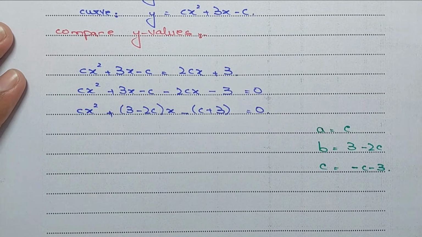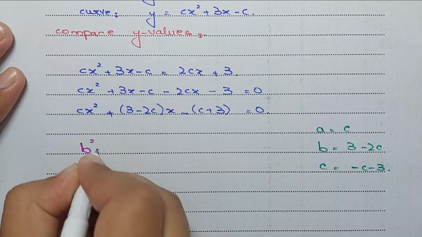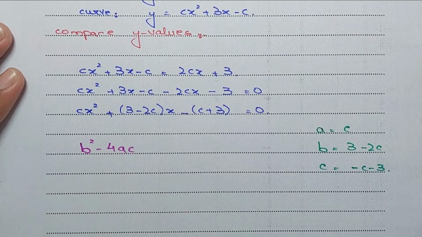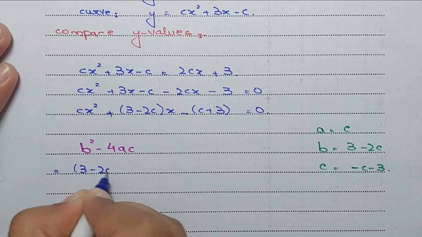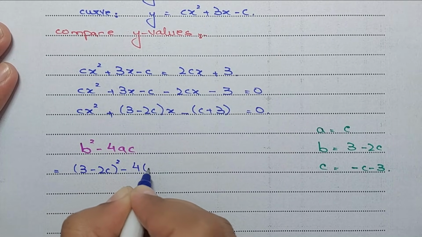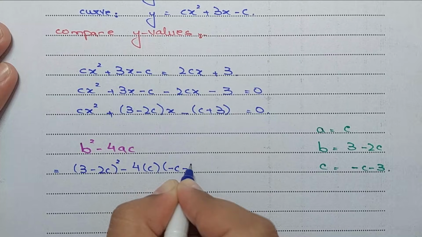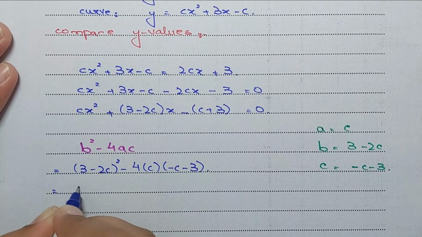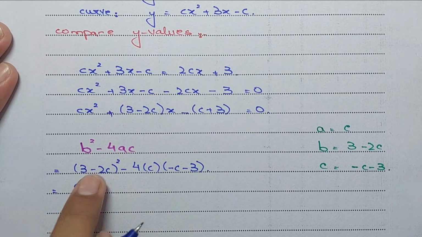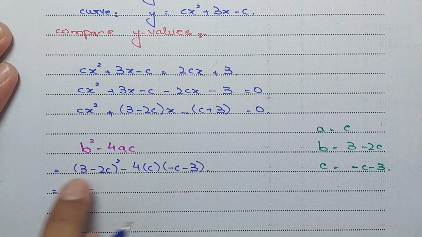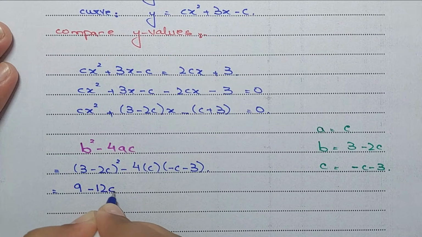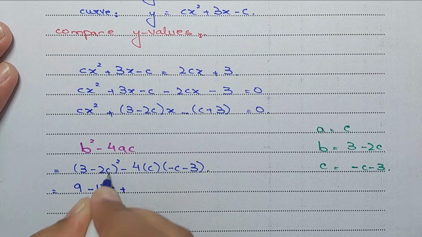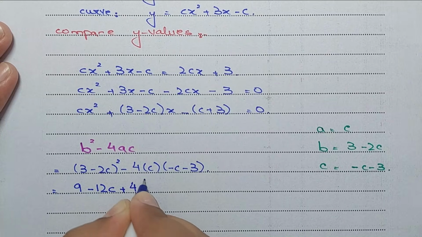So here we can say b square minus 4ac. Let me solve the discriminant. B square is (3 minus 2c) square, minus 4 times the a value, c, and the c value is minus c minus 3. So 3 square is 9, minus 2 into 3 into 2c. 2 times 3 is 6, and 6 times 2 is 12, right? So it is negative 12c, and plus (2c) whole square is 4c square.